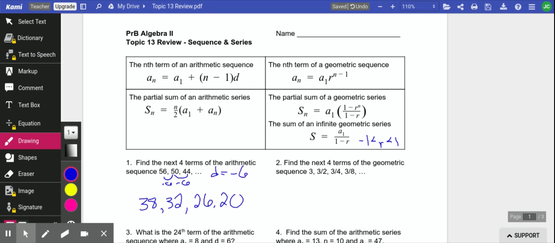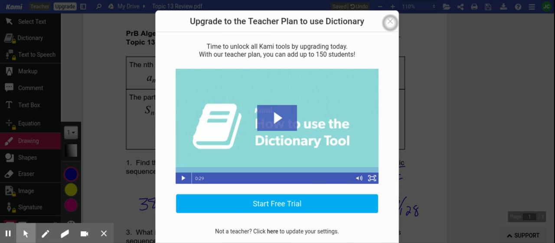All right, the next one's a geometric sequence. So again, we want to see what the pattern is. With a geometric sequence, we know that we're going to be multiplying by something over and over, so we're looking for that ratio. And it looks like we are multiplying by a half, because 3 times a half is 3 halves, and then multiply by a half again and by a half again. So the next 4 terms are going to be 3/16, 3/32, 3/64, and 3/128. So just some pattern.